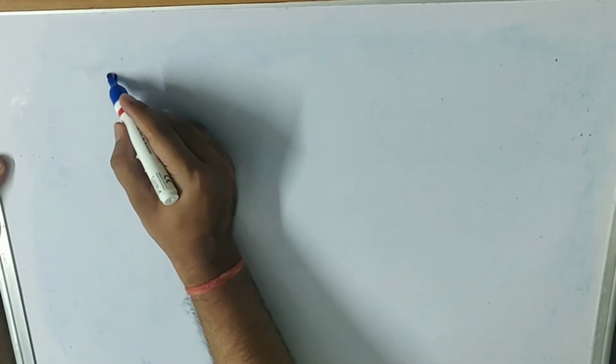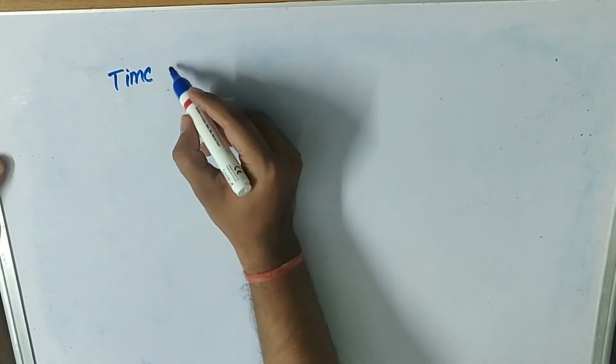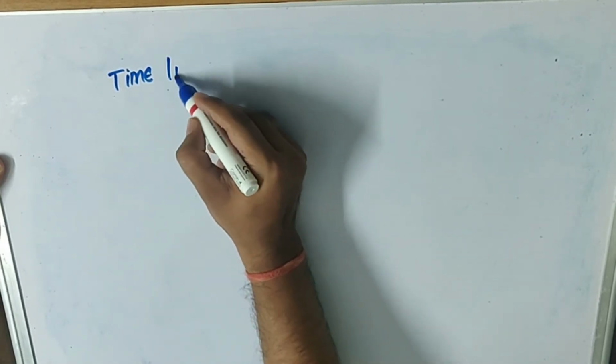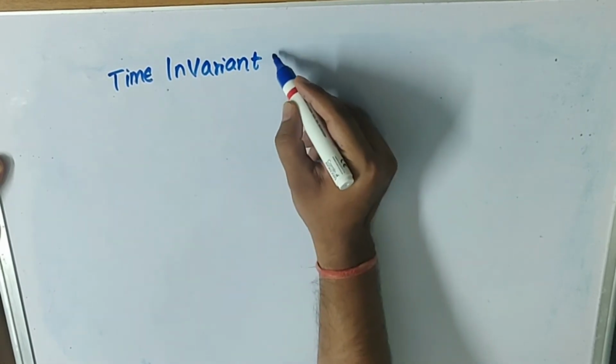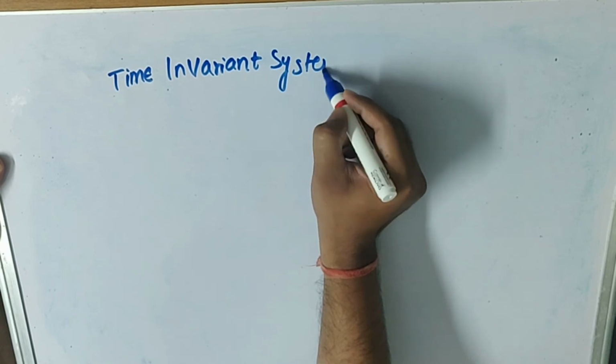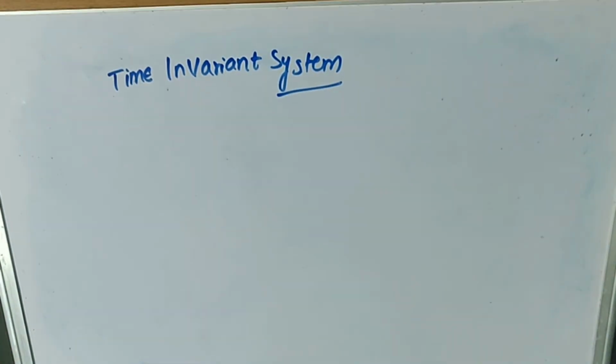Cool. Now we will study another system known as the time invariant system. The statement about this system is: a time shift in the input causes a corresponding shift in the output sequence.